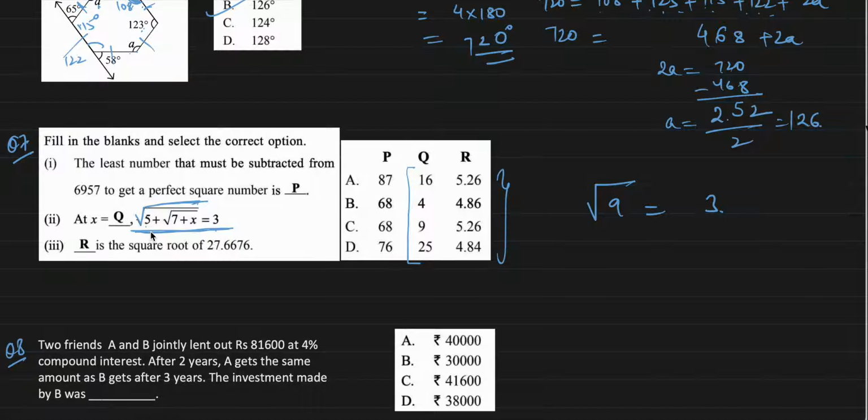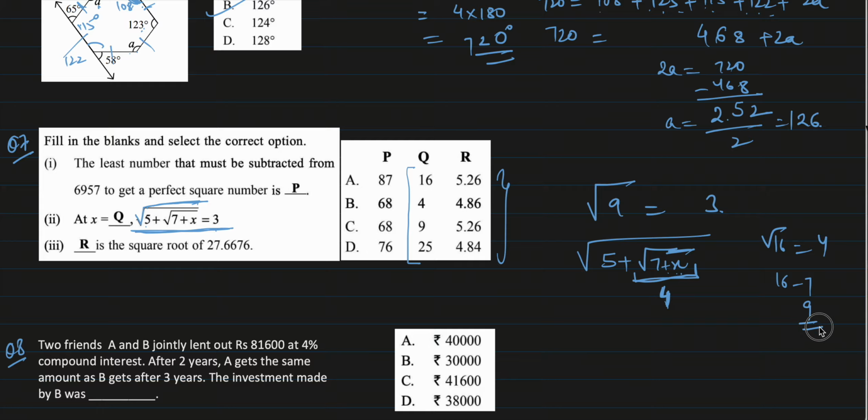5 plus 4, right? It's basically root of 5 plus 7 plus x, yeah? So this thing should come up to 4. So square root of what is 4? Square root of 16 is 4, right, students? So 7 should be, what is 16 minus 7? 16 minus 7 is 9. So when you keep this x as 9, that's your answer, correct?